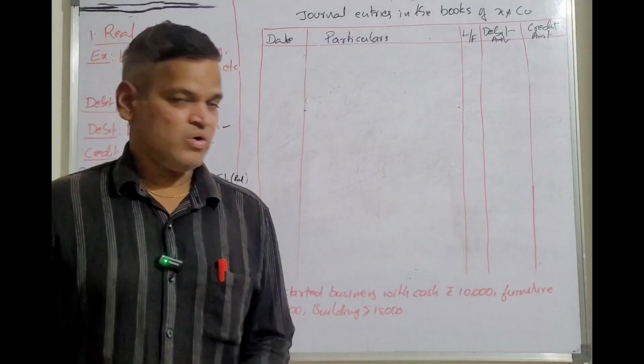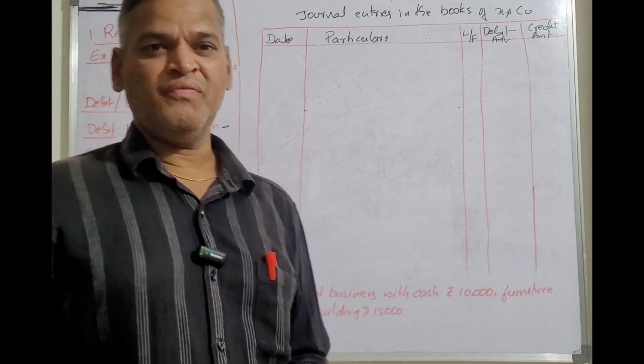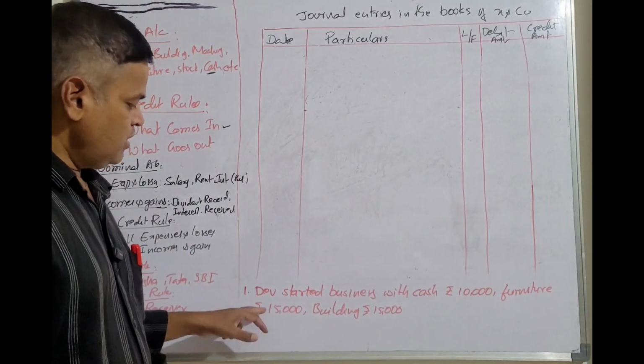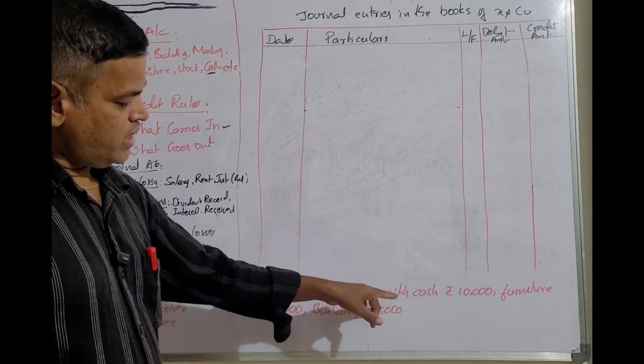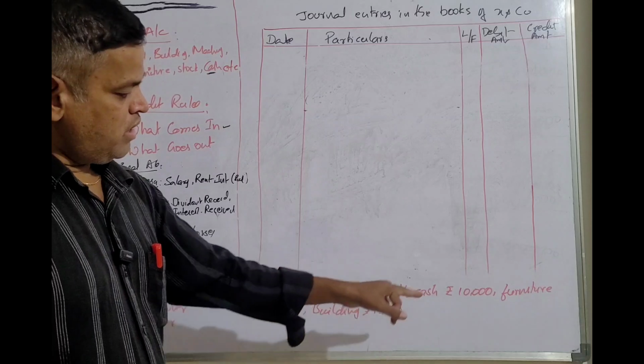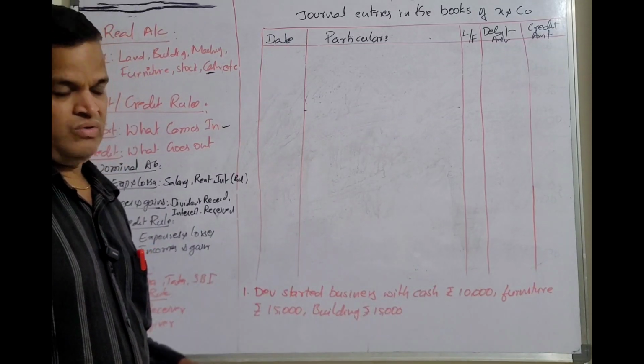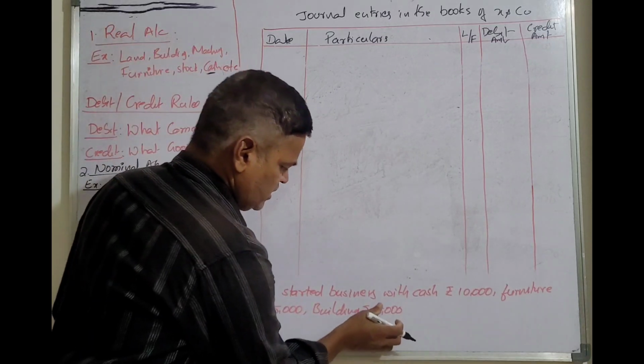Now we'll solve one sum. We'll write a journal entry for four or five transactions. Let's see. The first transaction: they started business with cash rupees 10,000, furniture rupees 15,000, and building rupees 12,000.